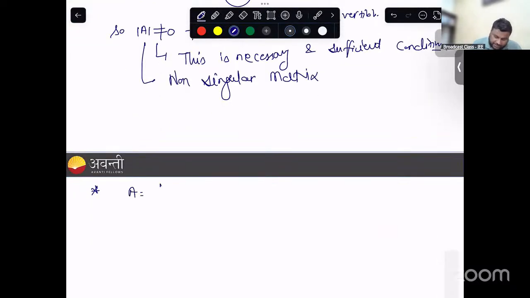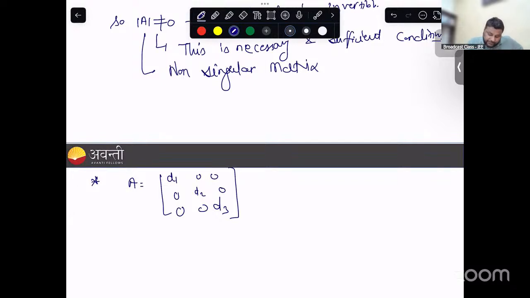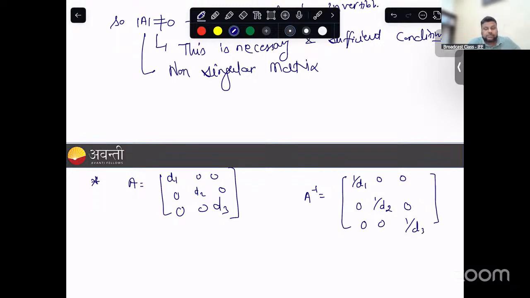If this is a matrix A, now this is a diagonal matrix. So A inverse will be what? A inverse will be 1 by D1, 0, 0, 0, 1 by D2, 0, 0, 0, 1 upon D3. Am I clear? Next.